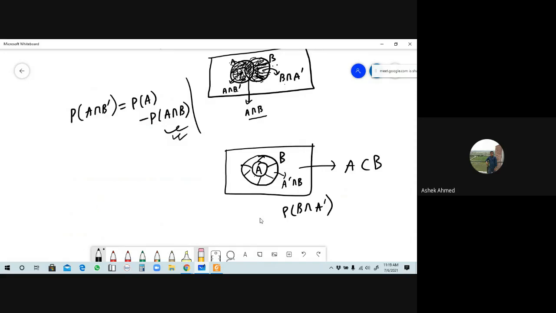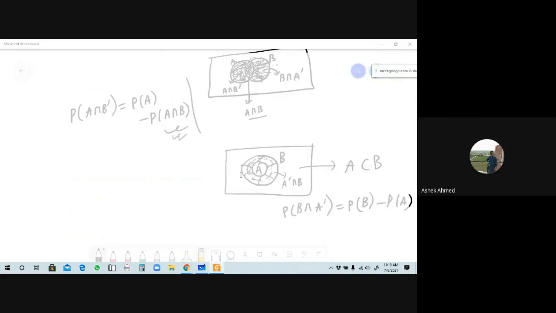For finding this event's region probability, you have to subtract the interior set A from B. So this will be probability of B minus probability of A. Understand? From the total B set we have to remove this portion, and this region remains. Understand? Yes, sir.